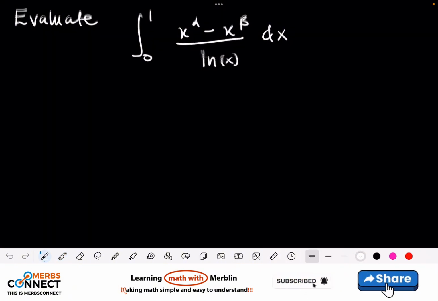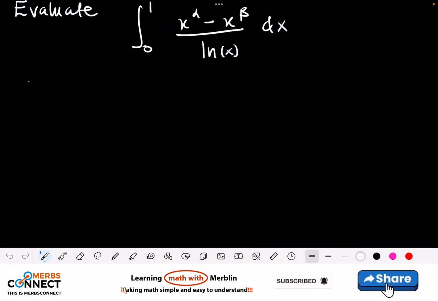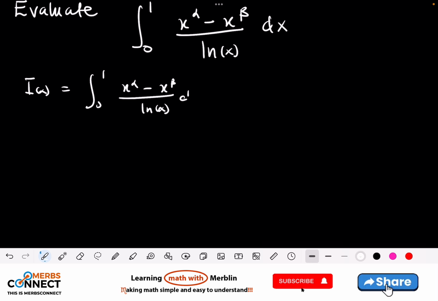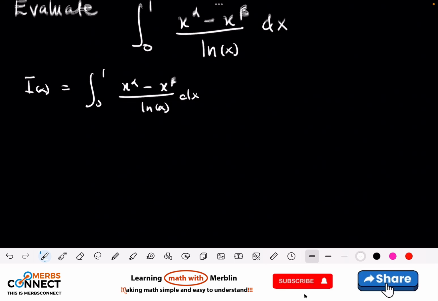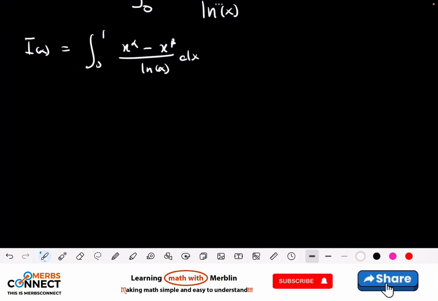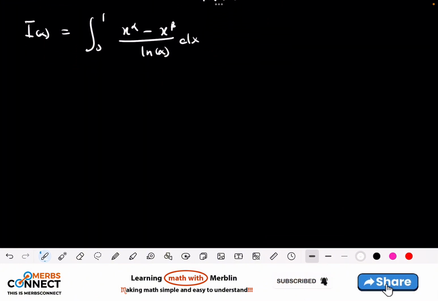So when I choose alpha, I'm going to have I of alpha equal to the integral from 0 to 1 of x to the power alpha minus x to the power beta, divided by ln x, dx, right? So I chose alpha to be the constant here that I want to differentiate with respect to. So now let's see what is going to happen here.